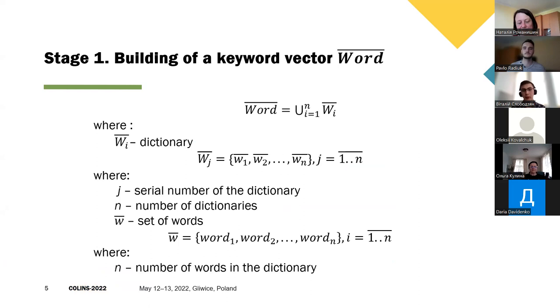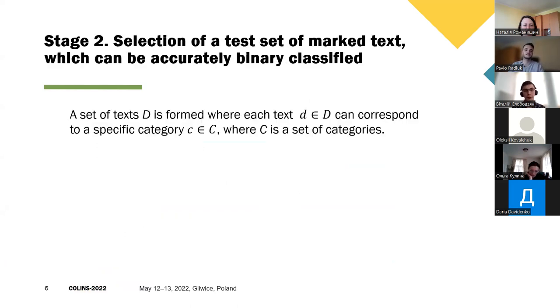The first step is building the keyword vector. This vector will be used for the following vectorization of text for classification. This step includes the subtasks of choosing frequency dictionaries of the Ukrainian language, combining them, and limiting the number of keywords by discarding stop words and rare words. The second stage is selection of text that can be easily classified, where it is definitely possible to conclude that the selected text belongs to a specific category.